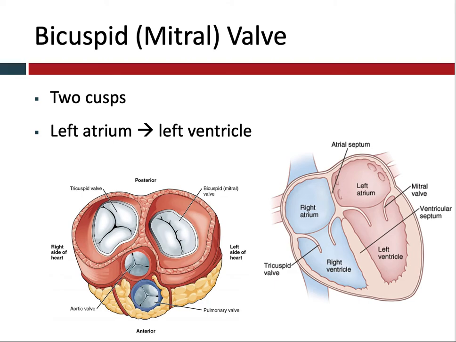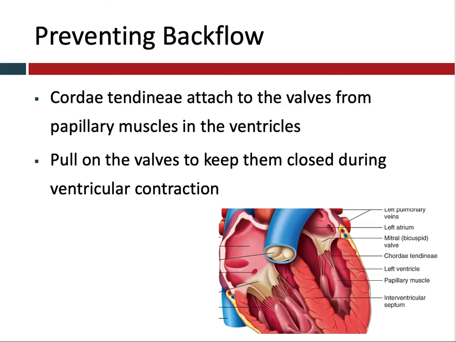So how do these valves actually work? What they do is they prevent blood from flowing backwards from the ventricles into the atria once the blood has been pumped into the ventricles. We don't want it going backwards because that's inefficient. So you have these little strings that are called the chordae tendineae, and what they do is they attach these valves to these muscles down here called papillary muscles. The papillary muscles are going to pull on the chordae tendineae, which then pulls on the valve to keep it closed as the ventricles contract.